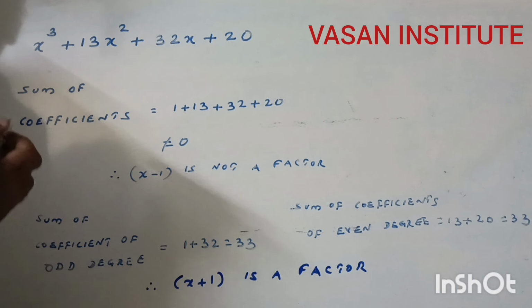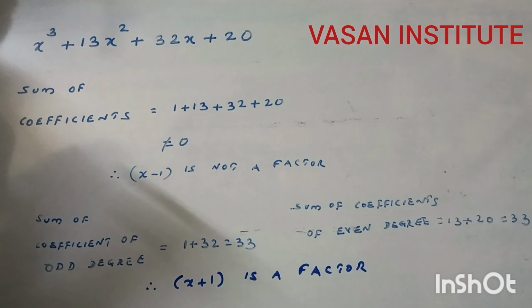Again, take the sum of coefficients of odd degree. Odd degree means power 3. Coefficient of x cube is 1, coefficient of x is 32. So 1 plus 32 gives 33. Like that, the sum of coefficients of even degree. X square is even degree, so the coefficient is 13 and the constant is 20. 13 plus 20, 33.